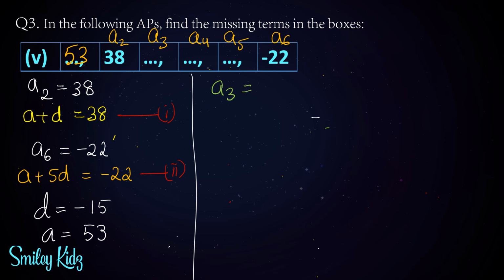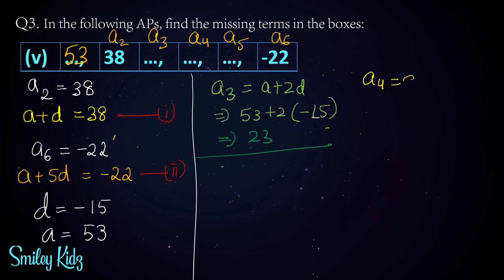Now we have A3. A3 is equal to A plus 2D. This will be equal to 53 plus 2 into minus 15. Now what is this value? 53 minus 30, which is going to be 23. So the value of A3 over here is 23.